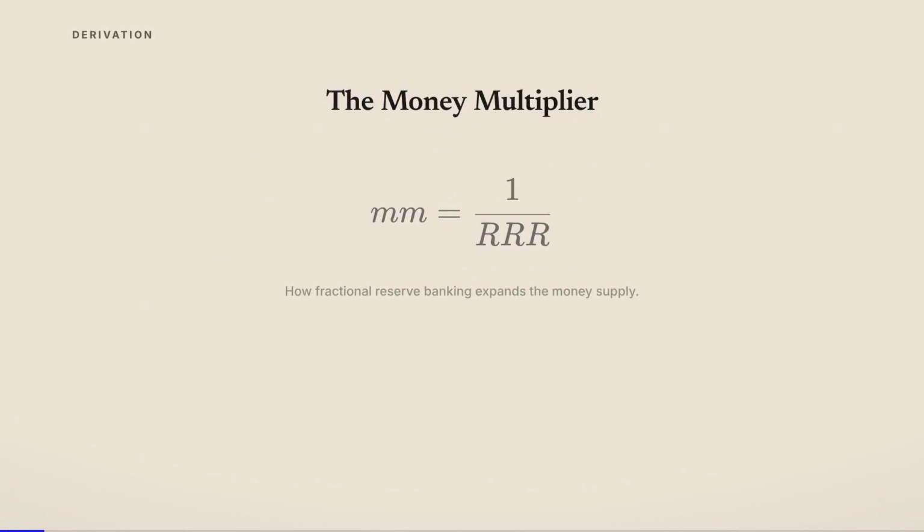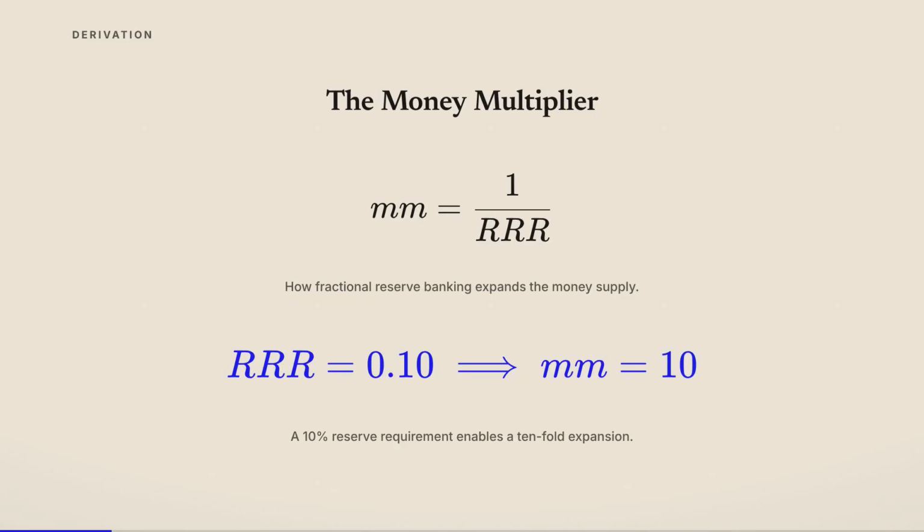Banks don't just hold your money, they lend most of it out. The law requires them to keep a small fraction, called the required reserve ratio, or RRR. This creates the money multiplier. The formula is simple, 1 divided by the RRR. If the RRR is 10%, the money multiplier is 10. This means every dollar deposited can potentially generate $10 in the total money supply as it's loaned out repeatedly through the banking system.